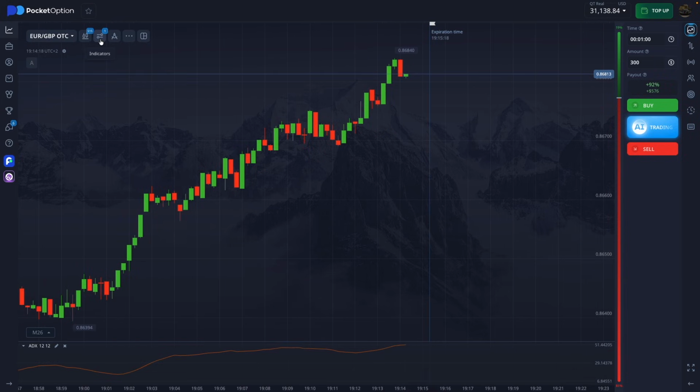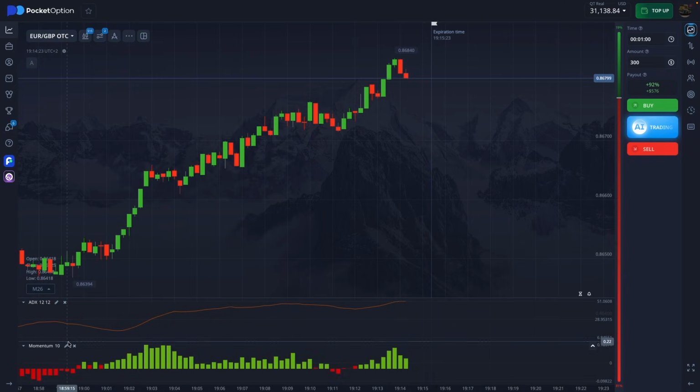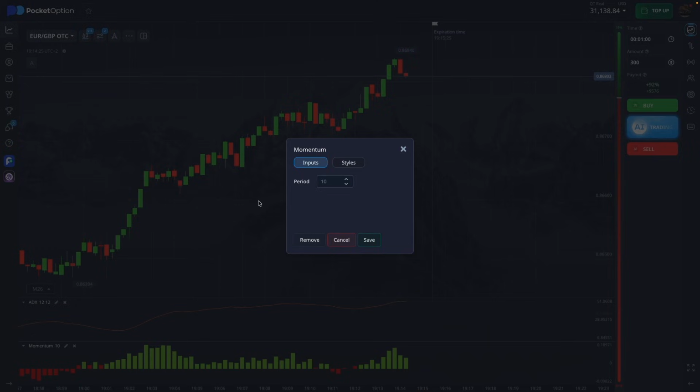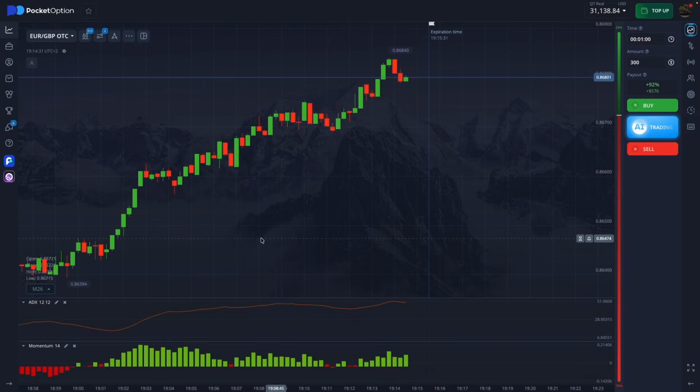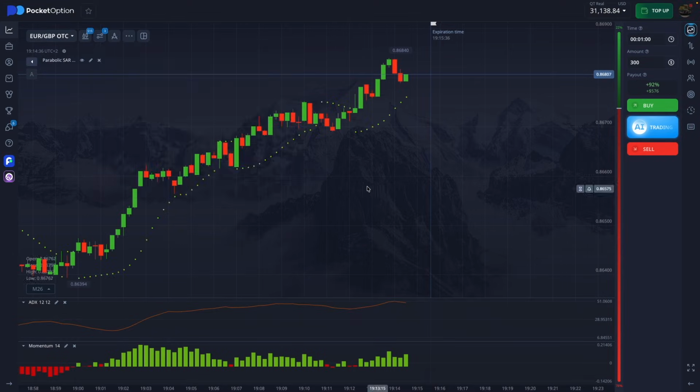The next indicator I need today is the momentum indicator. I also add it to the chart, then go to the settings, and here I increase the period to 14. I don't change anything in the style and just close the settings window of this indicator, after which I add the third indicator called SAR.